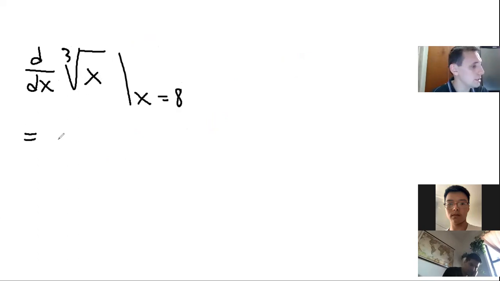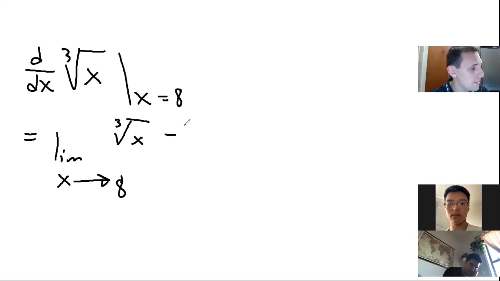You would be seeing a limit. There are several possibilities that you can see. You can see limit where x goes to 8. Do you remember the definition of the derivative? The cube root of x minus the cube root of 8 divided by x minus 8.